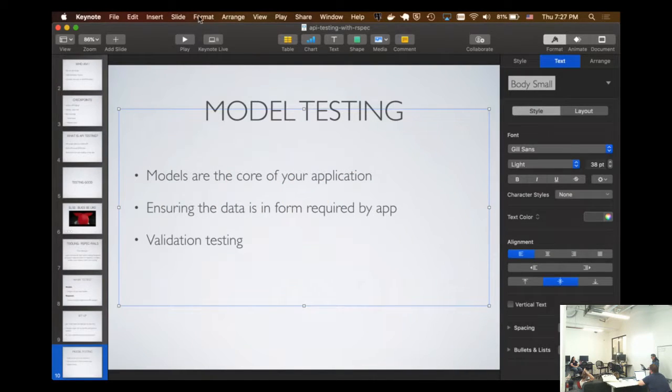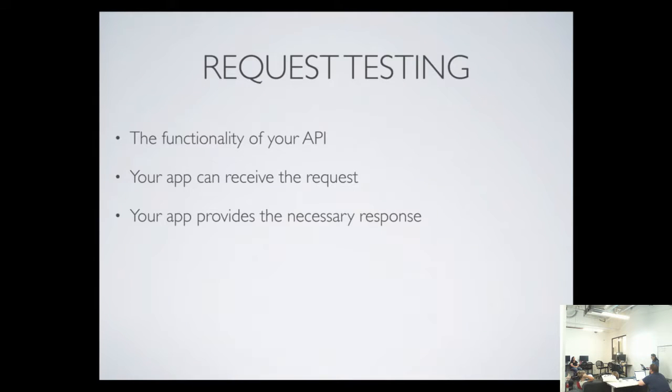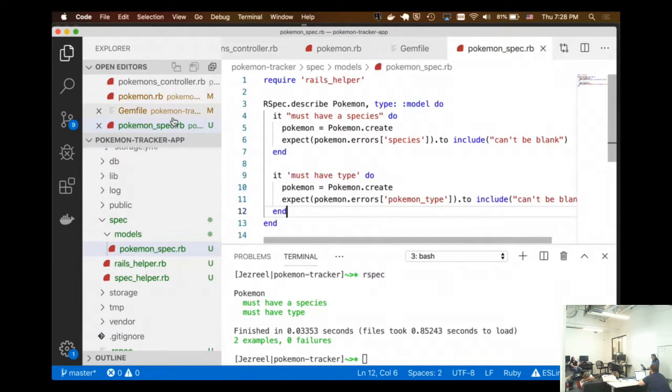All right. So that was our model spec demo. Now request testing. Again, this is testing the functionality, the ability to connect to your application and get the things that you expect. So basically just testing to see if your app can receive that request and that your app provides the necessary response, right? In my case, for this example anyway, the controller actions already exist.